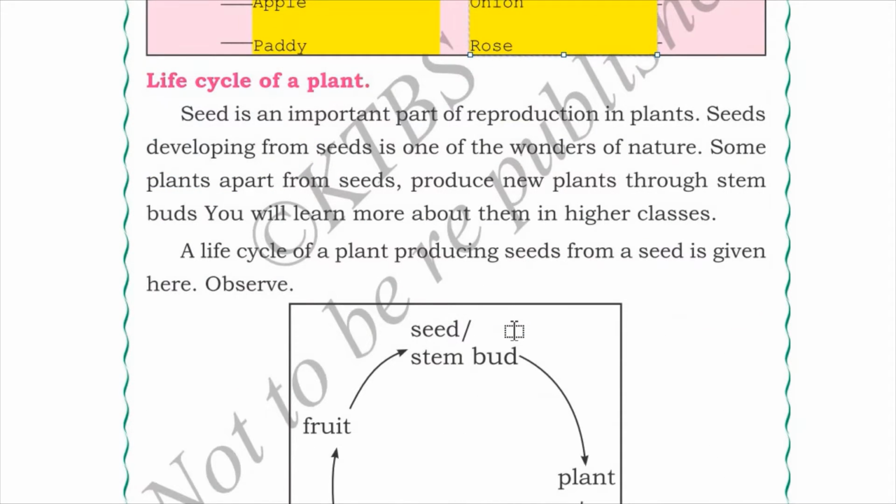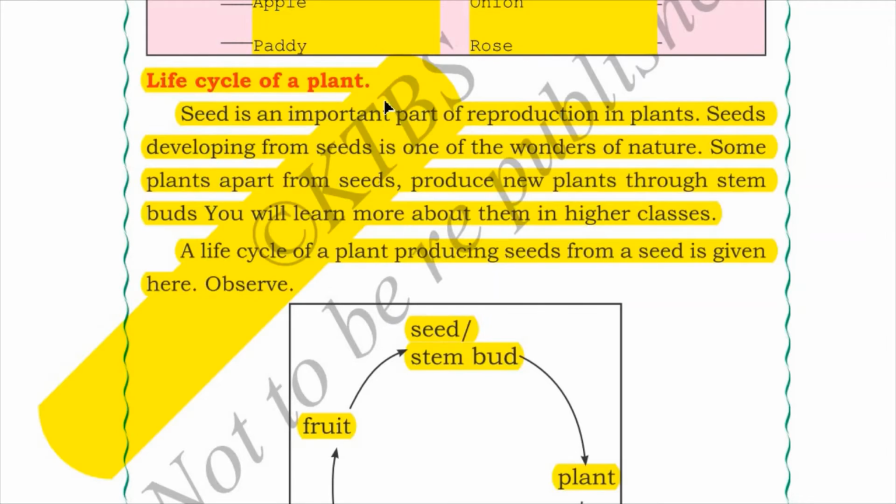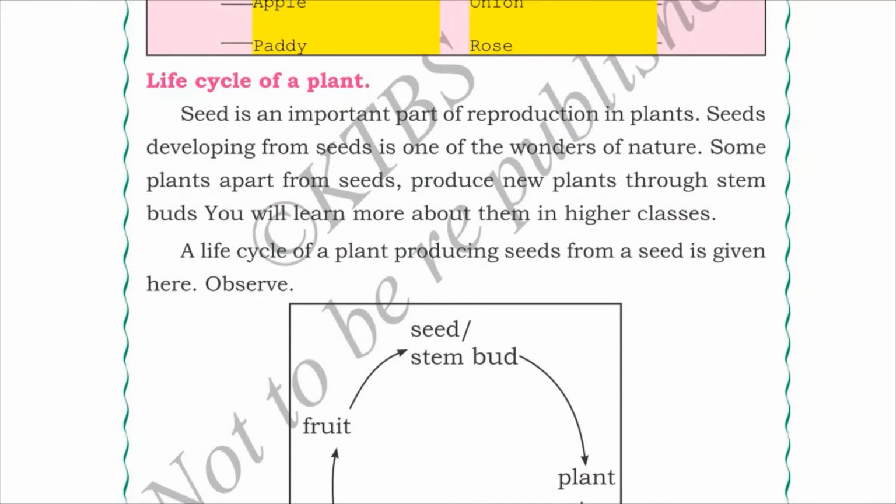Let us move on to the next section, that is life cycle of a plant. So seed is an important part of reproduction in plants. Seeds developing from seeds is one of the wonders of nature. So seeds developing from seeds means when you plant a seed, that seed is going to germinate.